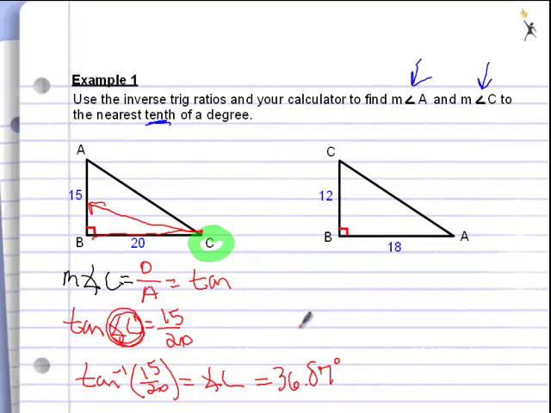What I'd like you to do is I would like you to practice finding angle C and angle A in this second problem. Do that now.